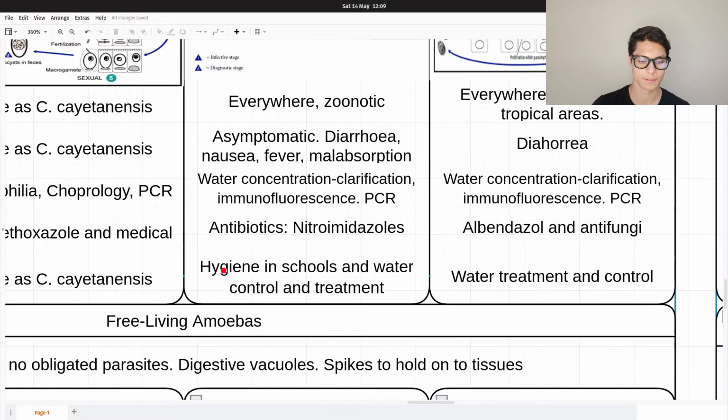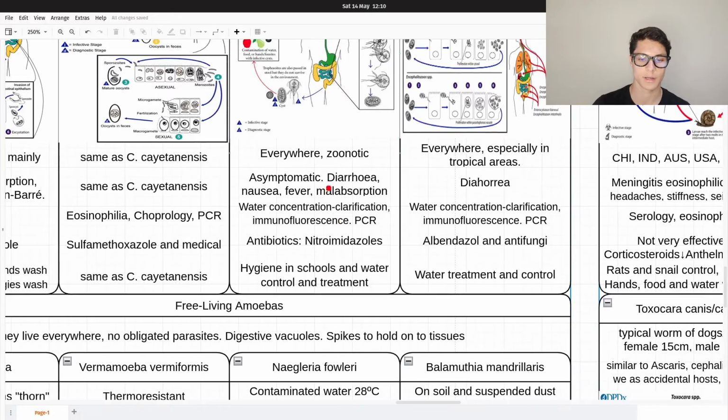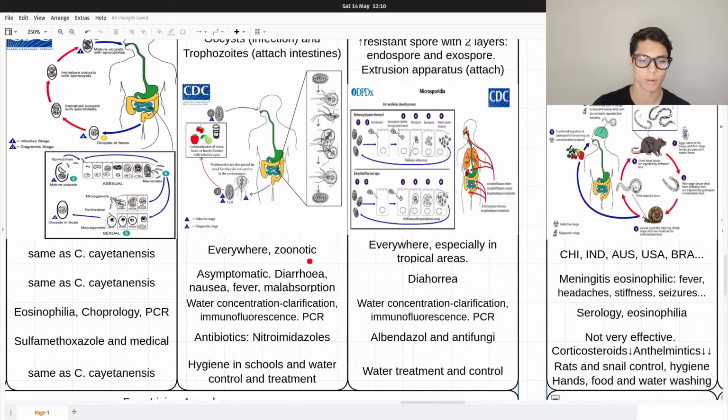And the thing is that it's very, very common in schools, so we have to be careful with the hygiene we have in schools, and the water control and treatment of the water, because if we boil the water, for example, and we have a good hygiene, the problems with Giardia will be lower.